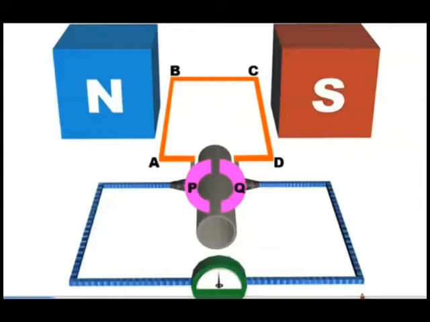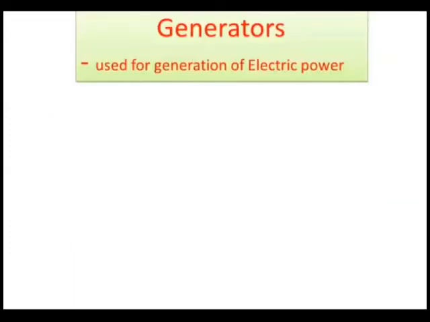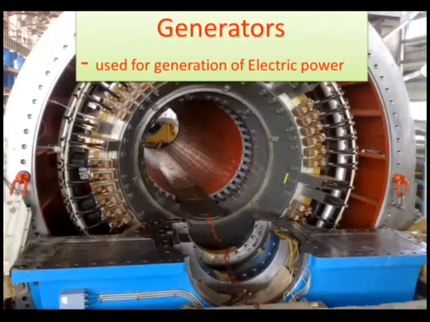So, the flux that is linking the conductor changes, and an EMF is induced in the conductor. That induction of EMF is visualized in the galvanometer. Generators use the principle of Faraday's law of electromagnetic induction. In the previous slide, we have seen how voltage is generated in a coil. So in generators, huge coils are present inside the machine to generate electricity. The picture shows a generator used in a generating station. This is where electricity is produced.